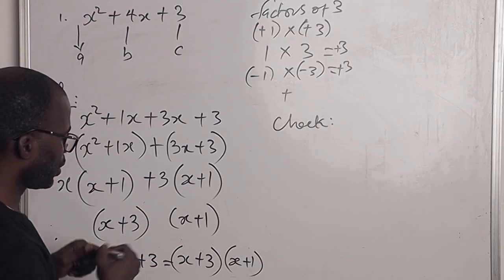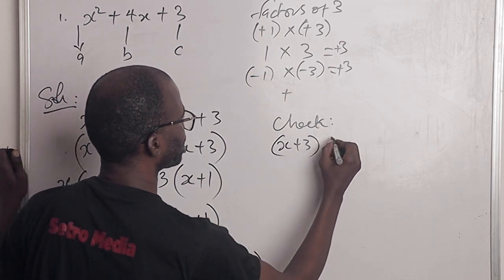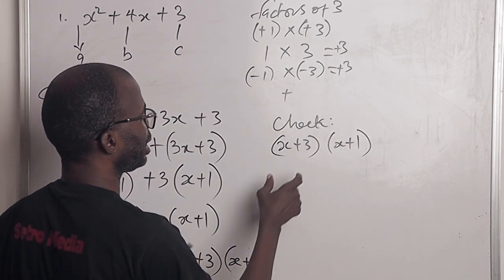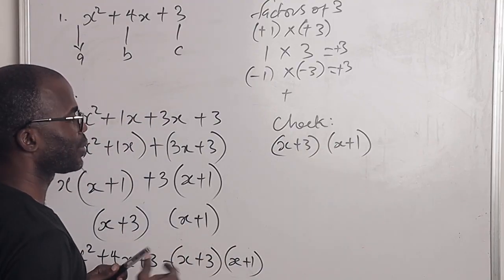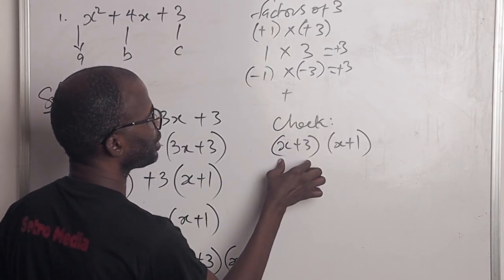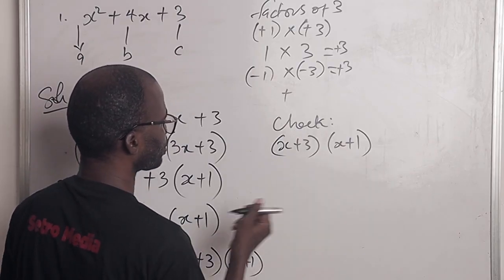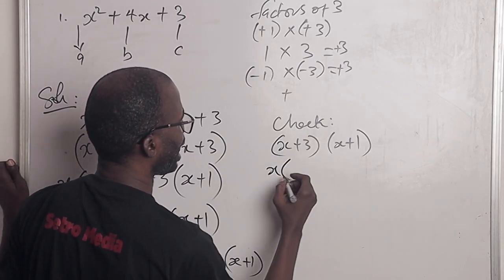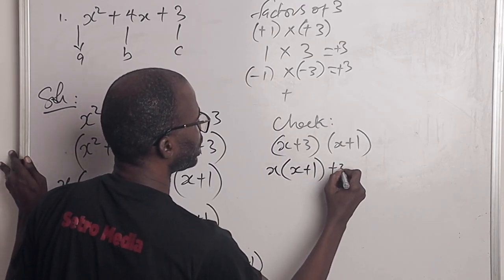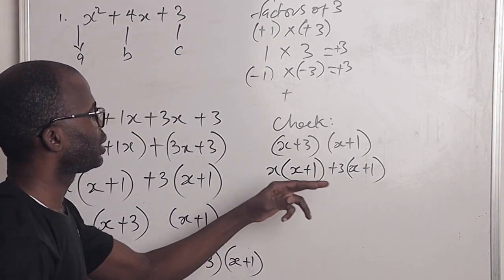How do you check? You've just written (x + 3)(x + 1). What this is simply saying is, by the time you expand, you are going to get this. Let's try it out. If you are using this to multiply this, how do you go about it? That means x will multiply x + 1, isn't it? Then plus 3 multiply x + 1. So let's open the brackets.